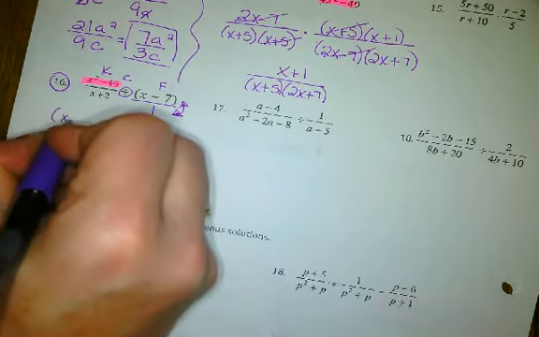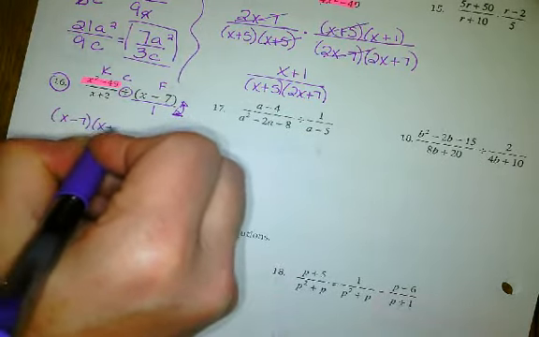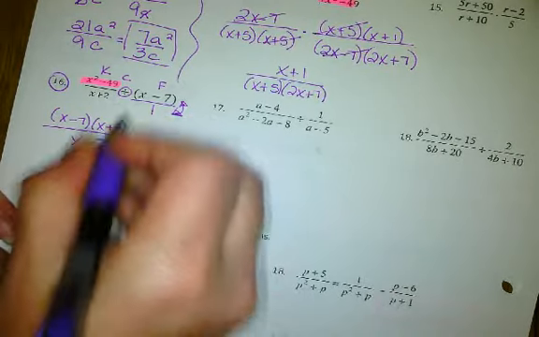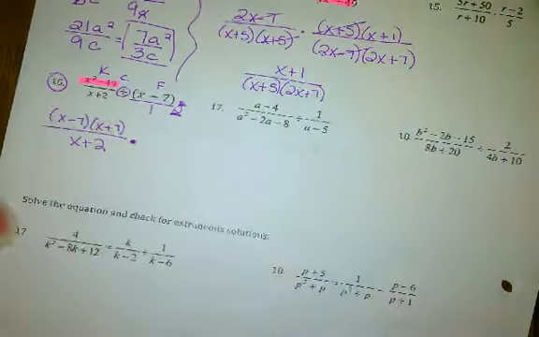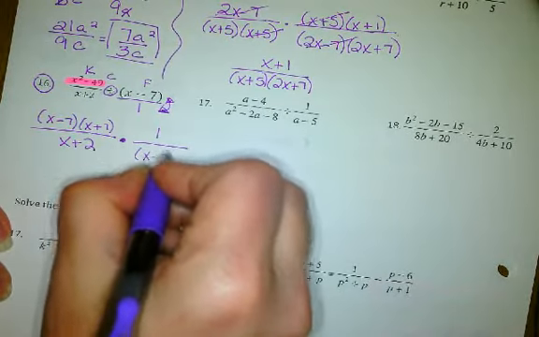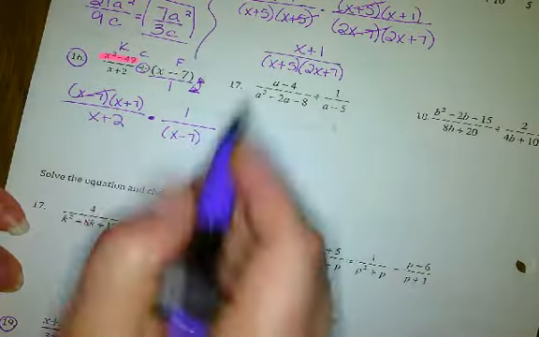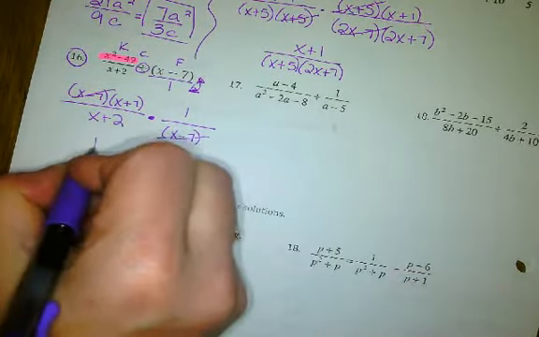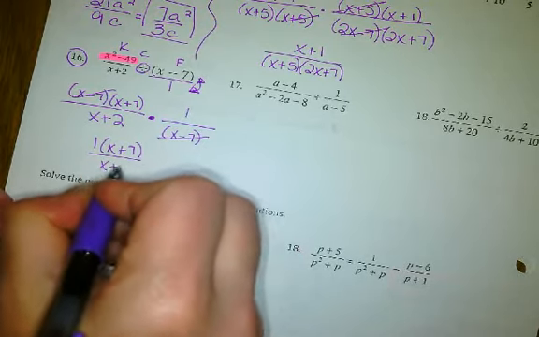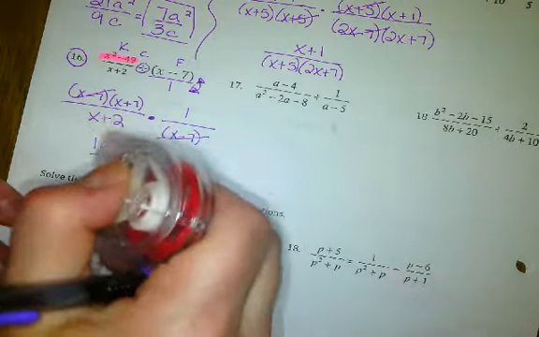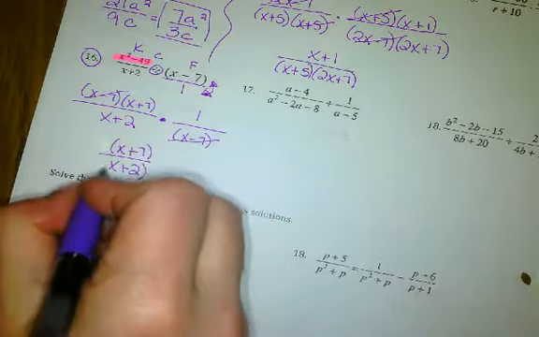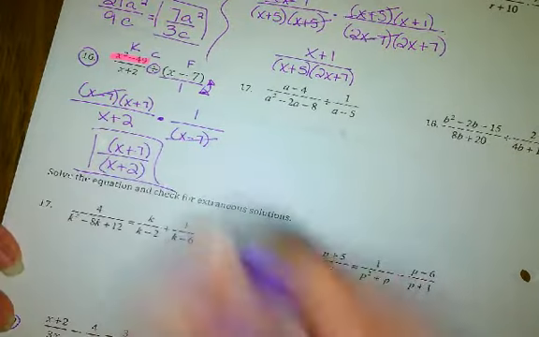Okay, so that's a special pattern. So x minus 7, x plus 7, all over x plus 2. So I'm going to keep that. I'm going to change the division to multiplying, and then I'm going to flip. And again, I'm right back to top and bottom. Top, bottom. So I'm left with 1 times x plus 7 over x plus 2, but again, I don't need that 1 there. So that's my answer.